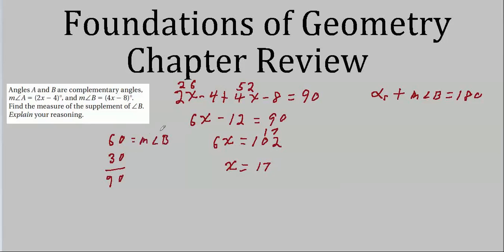So all we have to do is put that in here. We get 60 plus the supplementary angle equals 180. That's supposed to be an S, not a 2. There we go. Now it's just a mess. It's 120. So the supplement of angle B is 120 degrees.